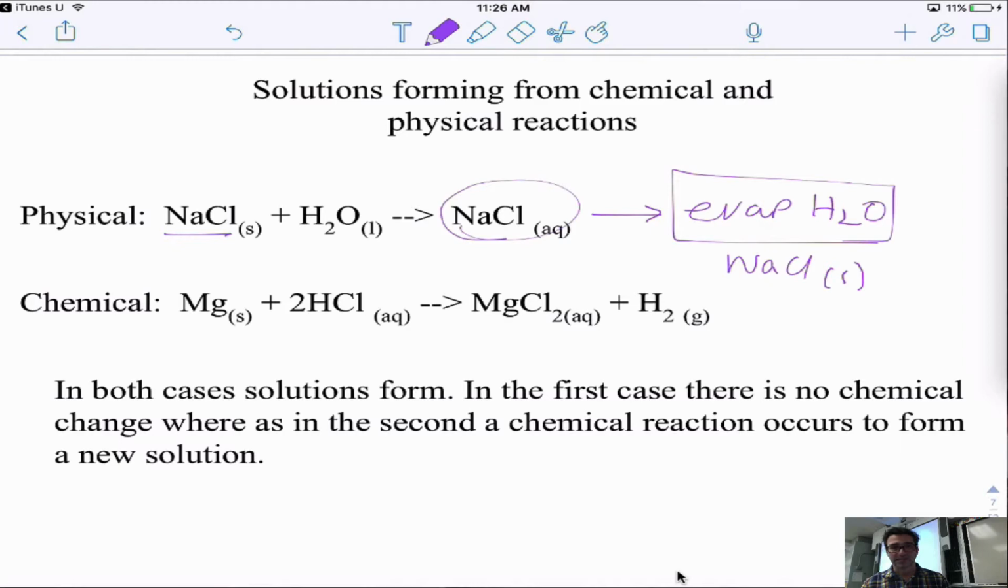Now, what happens if I take two substances and mix them together? Like here I have my magnesium, I'm adding it to hydrochloric acid, which is a solution in itself, and I want to create a new solution, magnesium chloride. Well, I do this through chemical means. There is a gas produced that escapes. Even if I evaporate all the water at this point, I will get back MgCl2. I won't get back the hydrochloric acid or the magnesium metal. So in both cases we formed solutions. In the first case there wasn't a chemical change, but in the second case there was, and we formed a new solution that has a new substance in it.